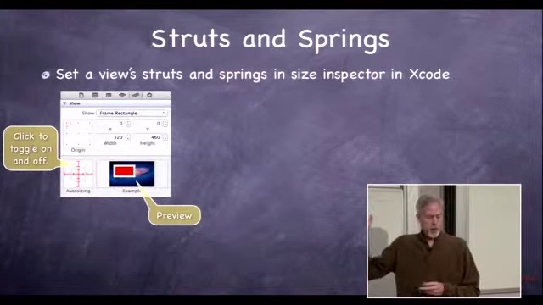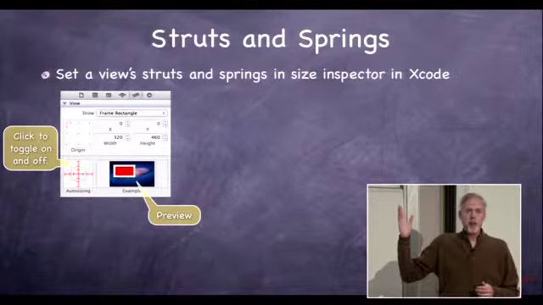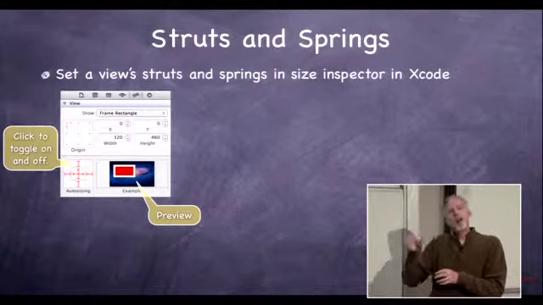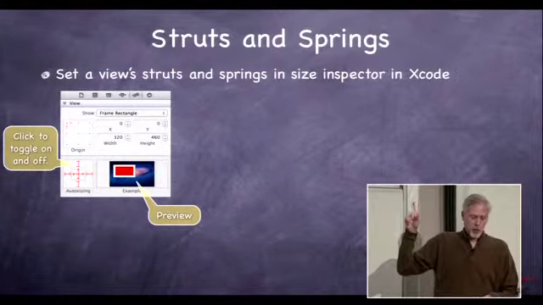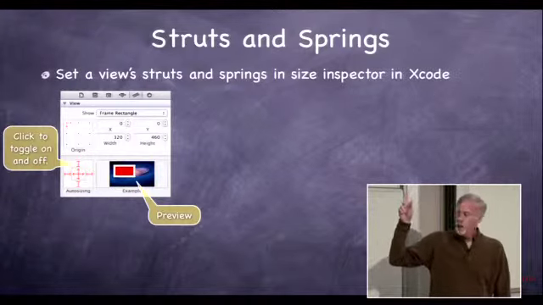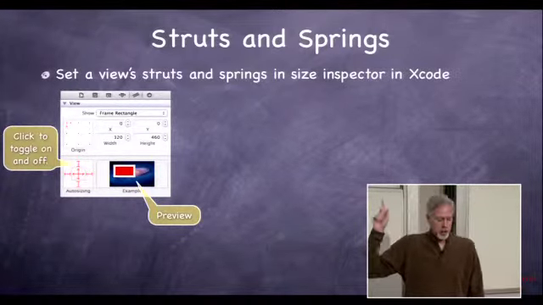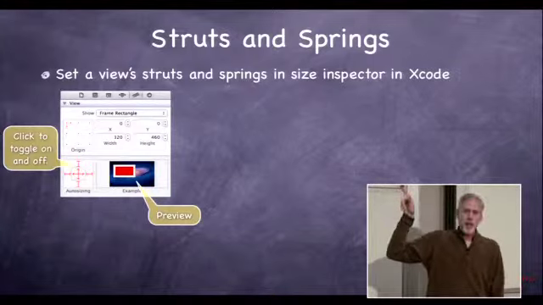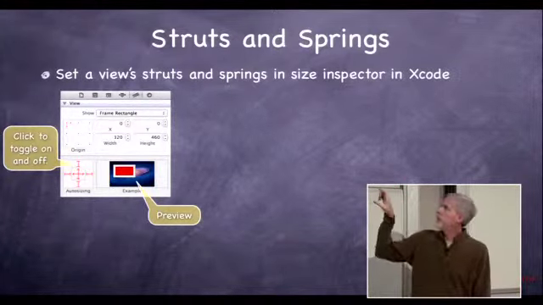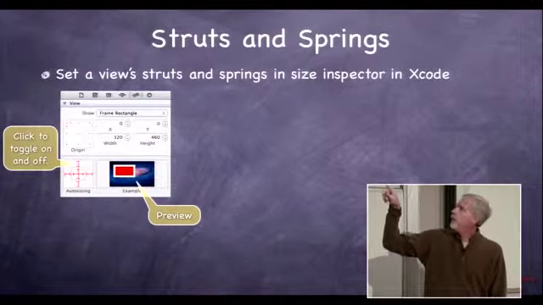You set them with the size inspector in Xcode. This is in the upper right-hand corner. If you have the right-hand utilities area showing, you can see the little icons on the top for the identity inspector, attributes inspector. So we have the size inspector selected here. At the top of this, you can see the size. And then at the bottom, there's this thing that lets you set the struts and springs. Now, the struts and springs are the little red things in the lower left.